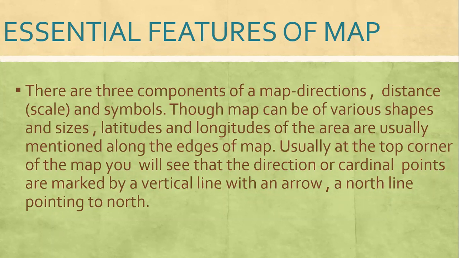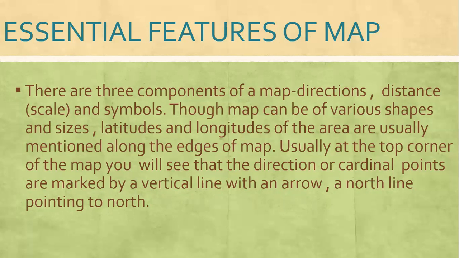In this, first, I would like to tell you that there are three main components of a map. What are these three components? Directions, scale, and signs and symbols. Now, a map can be of various shapes and sizes, with latitudes and longitudes of the area, and there are also different edges along the map.